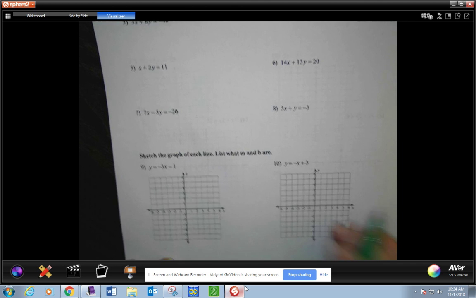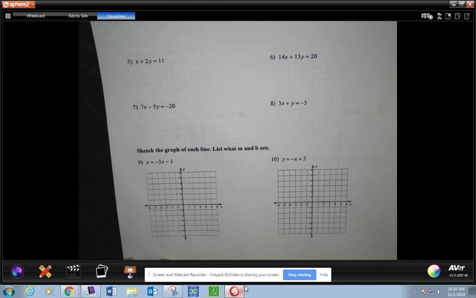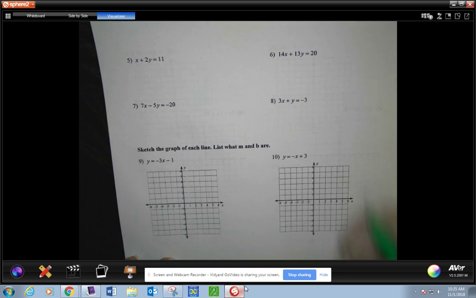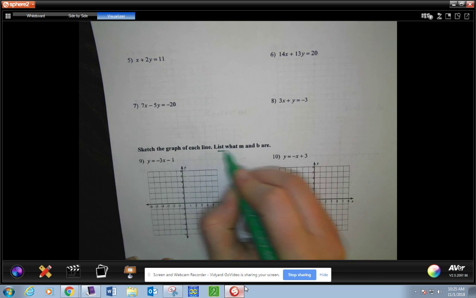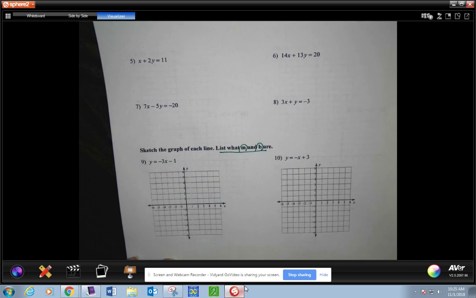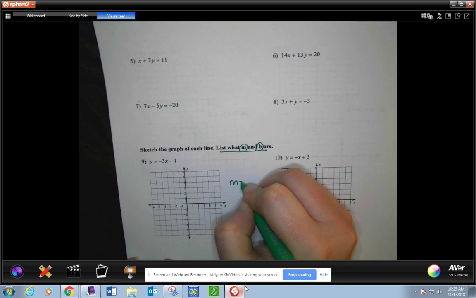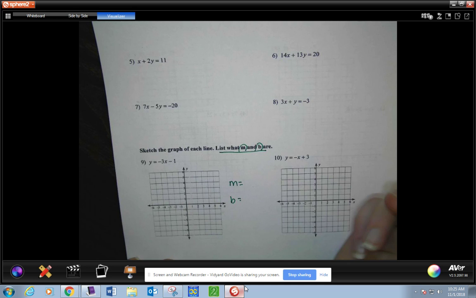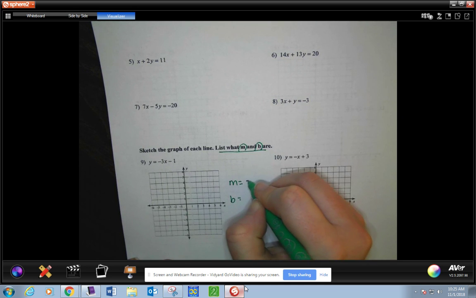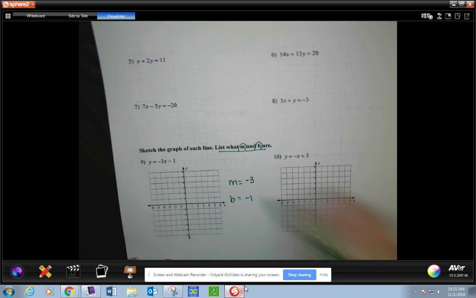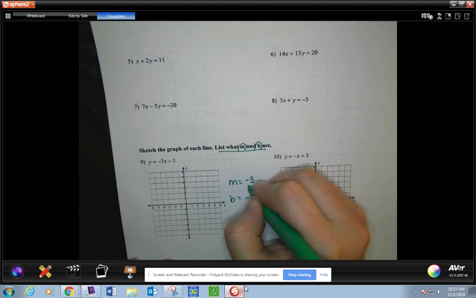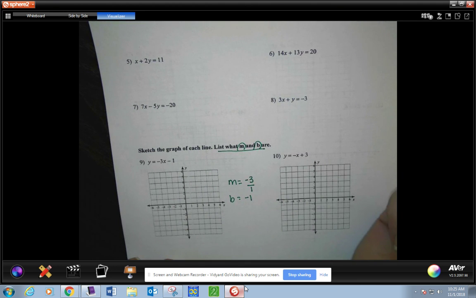Okay, for the next set of problems, you're going to sketch the graph of the line. Okay, I gave you 3 already in y equals, and if you look right here, it says list what m and b are. So I want you to come over to the side and write what m equals and what b equals. Okay, well, m is negative 3 and b is negative 1. When I'm graphing, I like my slope as a fraction.